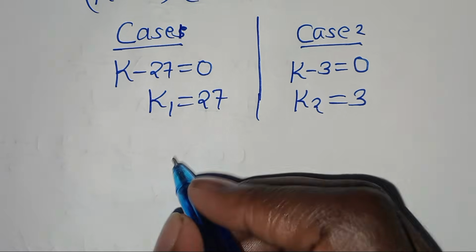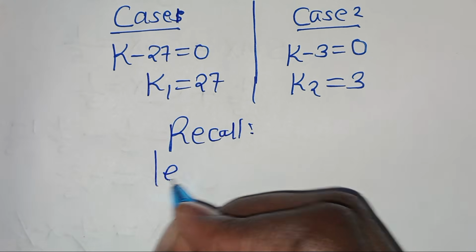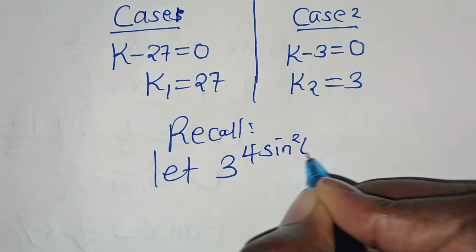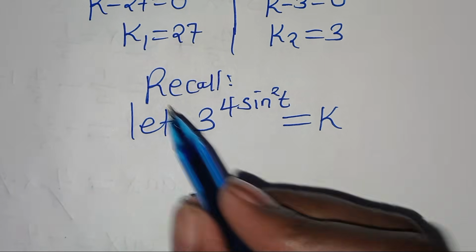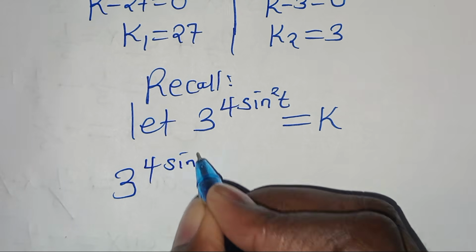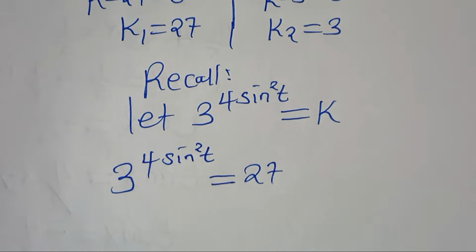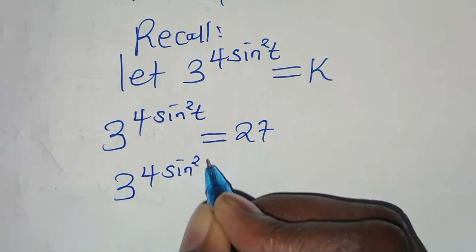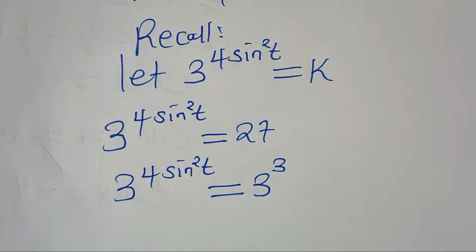Now, if you recall, we have seen that we let 3 to the power of 4 sine squared t be equal to k. So let's substitute k, starting with k1. So we have 3 to the power of 4 sine squared t equal to 27, and 27 is 3 to the power of 3.